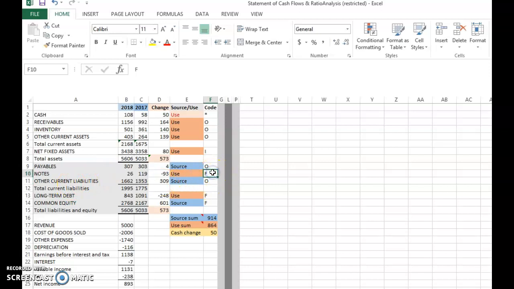But notes payable is financing, because it's a discretionary mode of financing. It is not automatic, it's not spontaneous. Likewise, long-term debt is financing, and common equity is also financing. Alright, so we have categorized all.